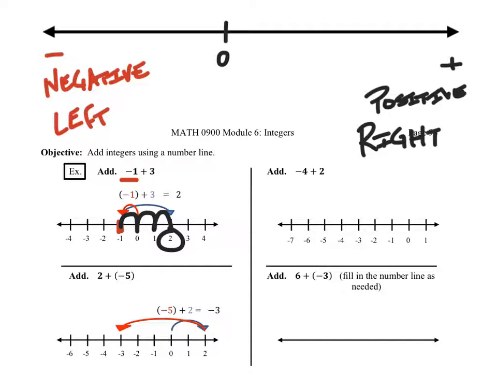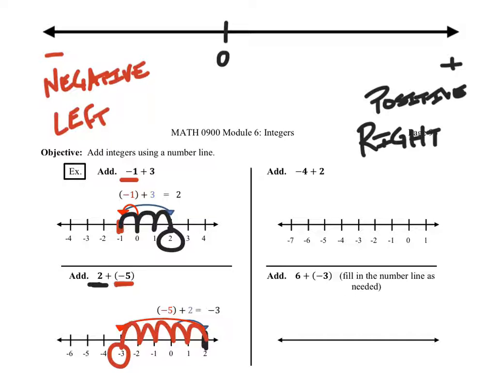Now the next example is a little bit different just because we started at a positive, which is at 2. And then we're adding 5, which means, again, it's to the left 5. So 1, 2, 3, 4, 5. And where you end, that is the final answer for these problems.